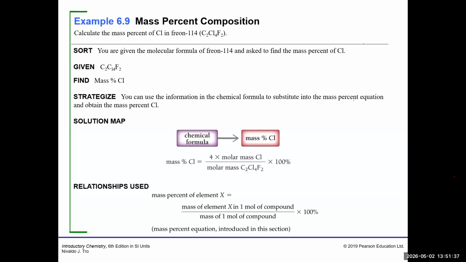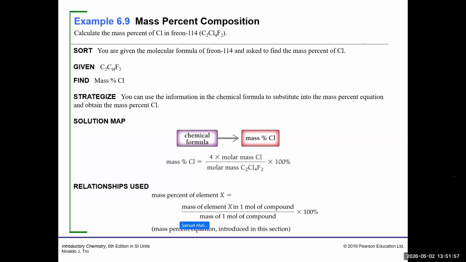So if you look here, mass percent of chlorine is equal to 4 times molar mass of chlorine, divided by molar mass of Freon, times 100. All right, molar mass of Freon. So we can use the same thing.